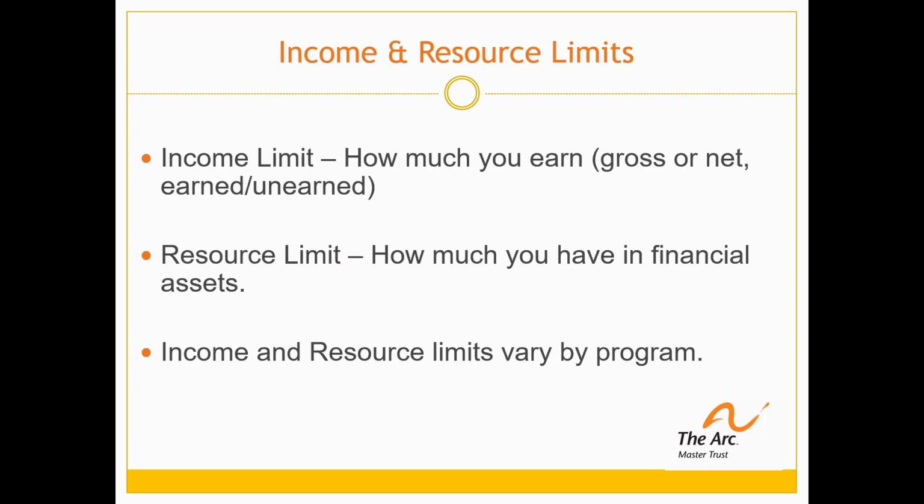An income limit is specific to how much someone is earning. This can include your gross earnings, net earnings, and whether the program is looking at earned or unearned income. Resource limits are how much you can have in financial assets or other assets. You can also think about a resource limit as an asset limit, as these phrases are sometimes used interchangeably. Income and resource limits vary by government program, and it's important for you to know what government benefits you're receiving and the specific income and/or resource limits those programs have.